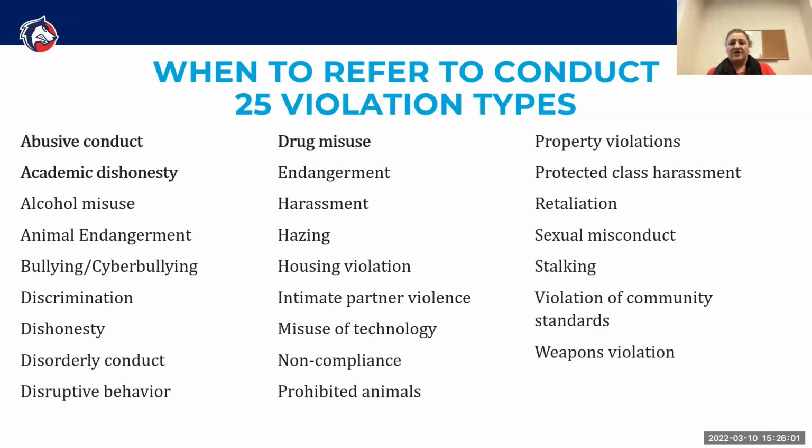So, a few different conduct violations. We have 25 specific violation types. If you go to our student conduct website, there is what we call the student code of conduct. That's basically the contractual agreement that students have when they come to CSU Pueblo. They say, these are some of the rules that I promise not to violate. There are these 25, but 3 of them are bolded: abusive conduct, academic dishonesty, and drug misuse.